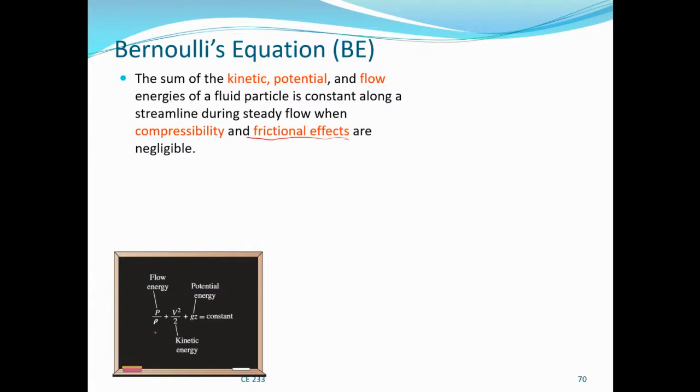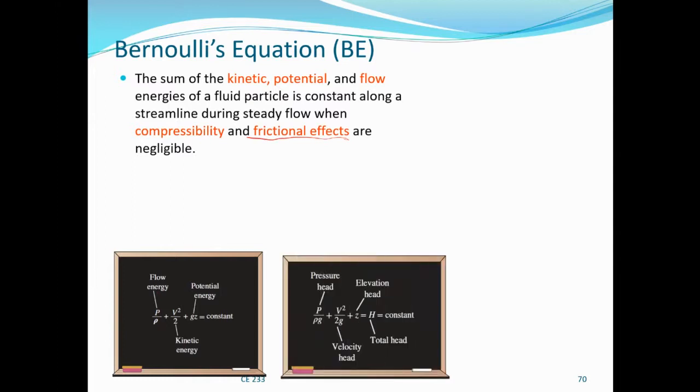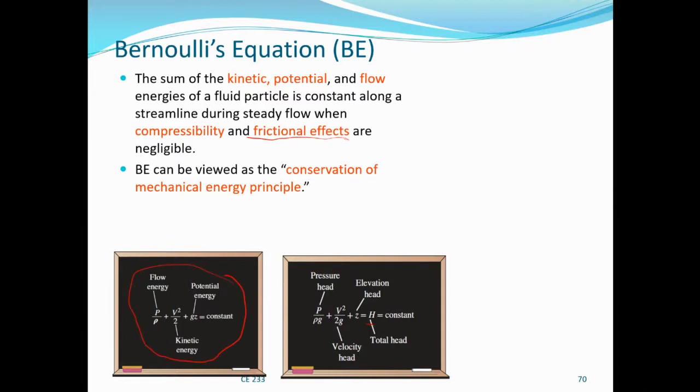So here you have the energy form. This is the flow energy, kinetic energy, and the potential energy. And then this is the head form. This is the pressure head, velocity head, and the elevation head. And this is the total head, which is constant. The Bernoulli equation can be viewed as the conservation of mechanical energy principle, like I mentioned before, because all we are saying here using the energy is that the mechanical energy of flowing fluid is conserved. By conserved, meaning it remains constant, it remains the same.